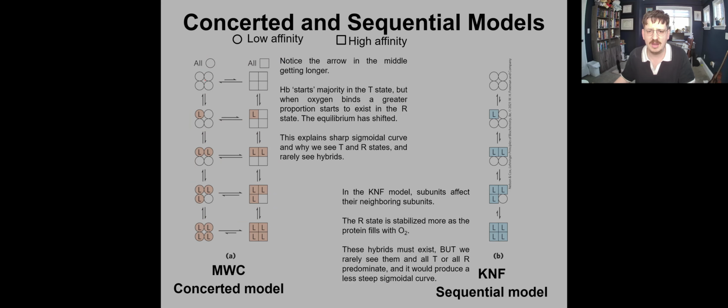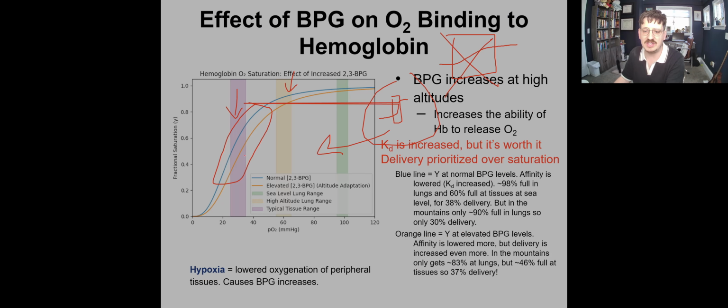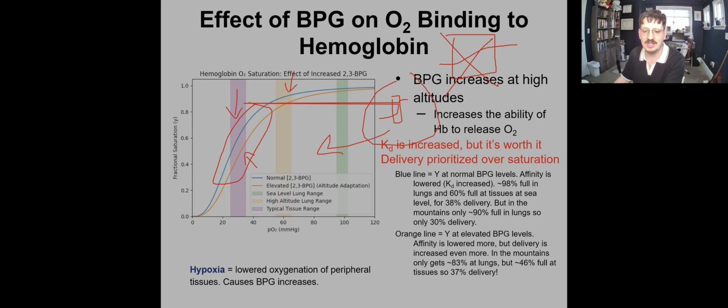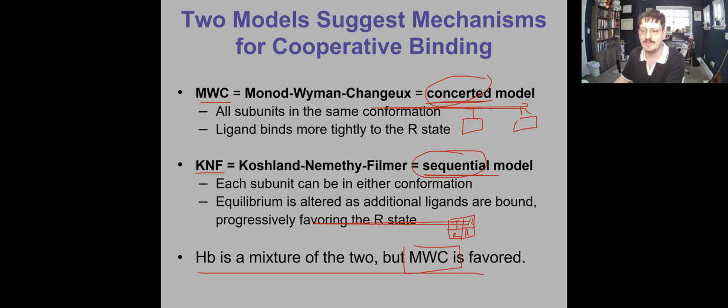So it's going to follow this route down, and then as it gets more unloaded, it's going to favor being more in the T state. So it's an all or nothing model. Whereas with the KNF model, that's what we actually see, and that's why we have this steep bit. That makes sense. That's where it has entered into this region, this steepness here.